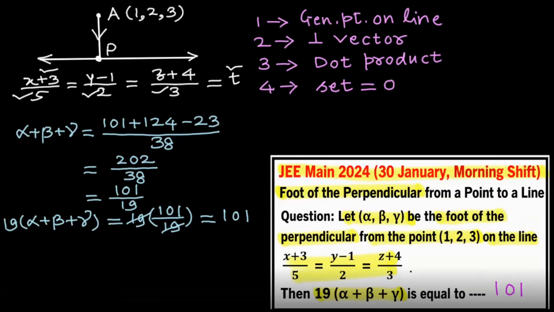And the important concept to remember is vector AP dot vector d equals 0. This single idea is used repeatedly in foot of the perpendicular, image of a point in a line, and shortest distance between skew lines. If you master this concept, you will be able to solve a large class of JEE Main 3D geometry questions with confidence.